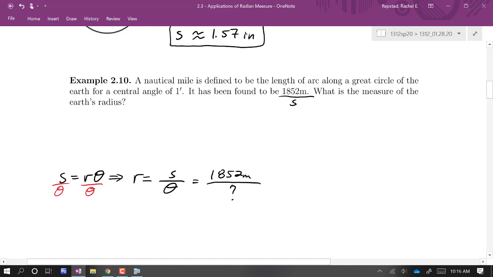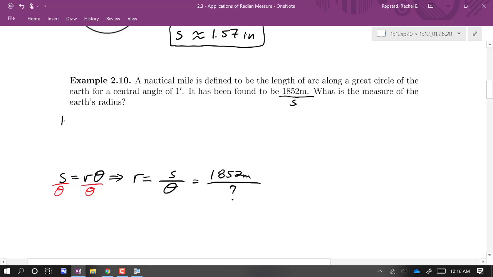They gave us the angle. The angle's 1 minute. Do I just divide by 1 minute? No. What do we need to be true about our angle, theta? It has to be in radians. We actually have to convert 1 minute to radians.